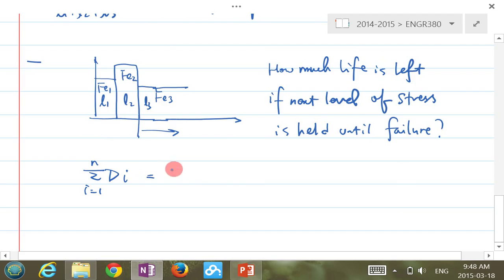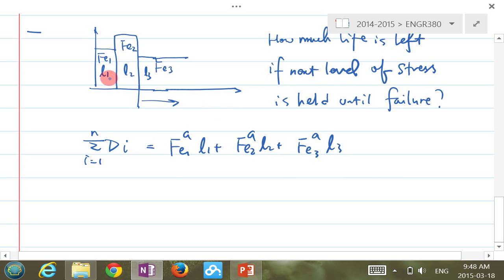D here, let's say this is FE1A times L1 plus FE2A L2 plus FE3A L3. This is the total damage that we calculated, given L1, L2, L3. Under this assumption, we are not saying that we are going to last until the end of the life of the bearing yet. We're just saying this is the total damage if it's subject to L1, L2, L3. So then let's do this.